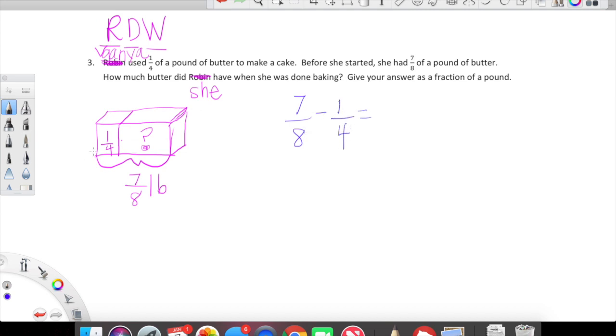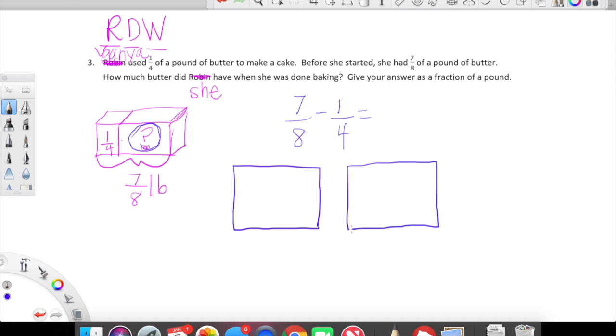And our answer, the difference between these two numbers, is going to give us the number that is left over in terms of how many pounds of butter. You guys immediately recognize that those denominators are not the same, so we cannot subtract these fractions until we have a common denominator. The way that we're going to find a common denominator is by modeling.